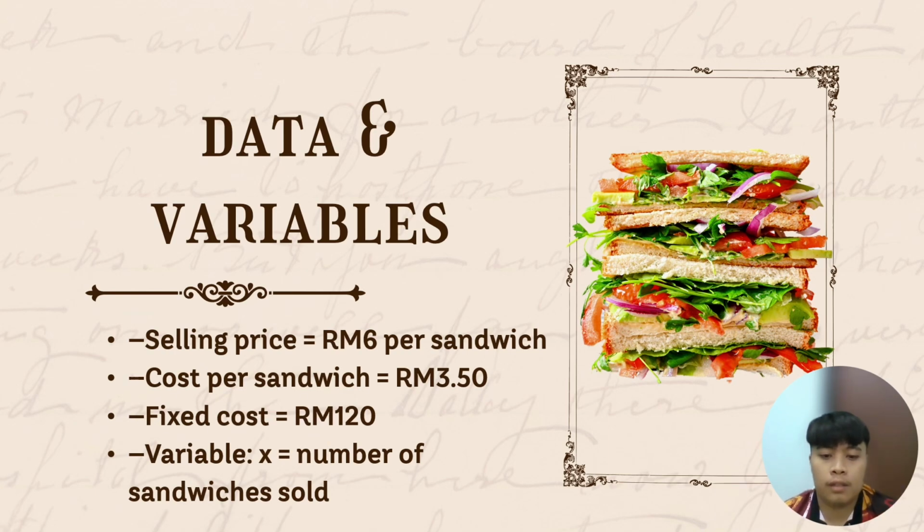Next slide is data and variables. For this scenario, we define our main variable as x, the number of sandwiches sold, and we are given the selling price per sandwich, RM6, and the cost per sandwich, RM3.50. Next, the fixed cost for equipment and rental is RM120. Using this information, we can build our mathematical model.